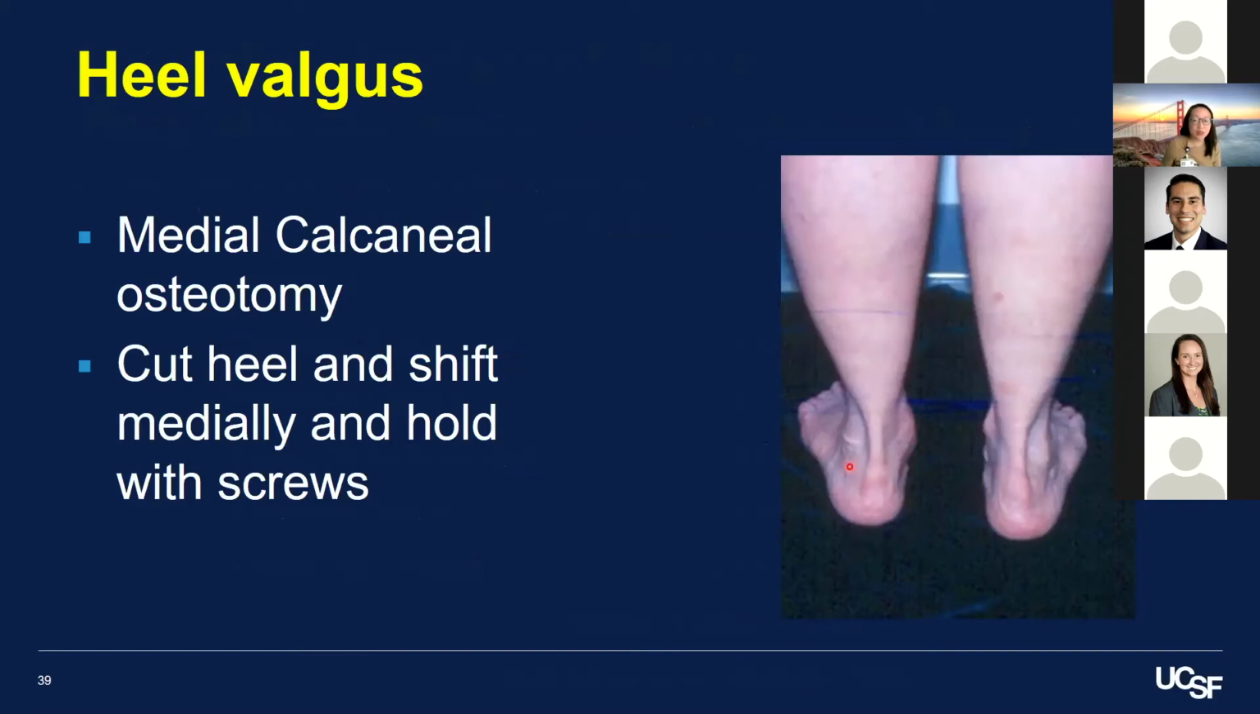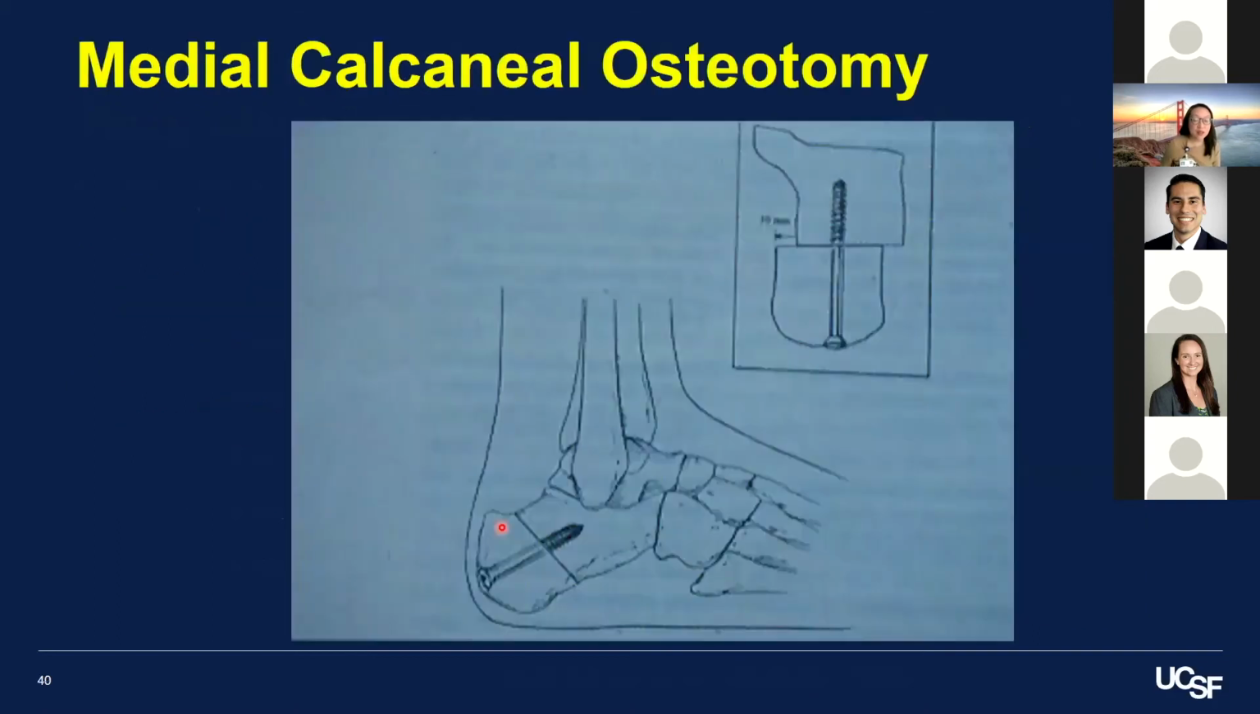So you're really making a lateral incision in the heel, watching out for the sural nerve, and then you dissect down to the lateral cortex of the calcaneus, and you make a straight cut here, and then you shift the heel medially, and then you can use a screw or 2 to really hold that fixation.